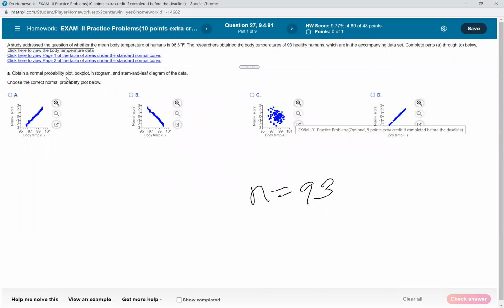Okay, so obtain a normal probability plot, box plot, histogram. So first you need to obtain a normal probability plot. So choose the correct normal probability plot. You can use the Excel sheet to construct this. Then you need to plot the box plot, then histogram, then stem and leaf diagram.